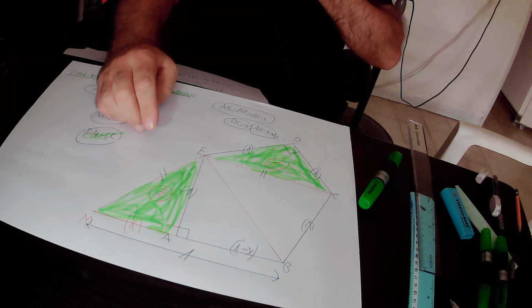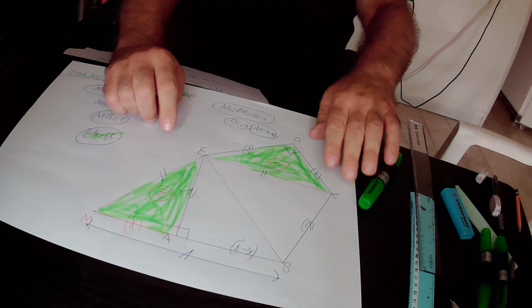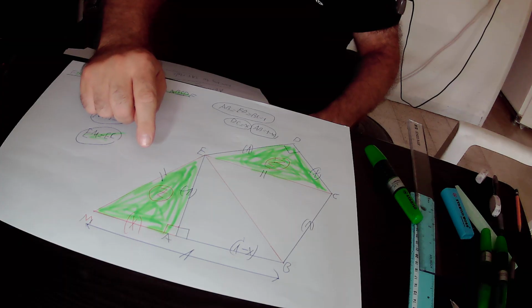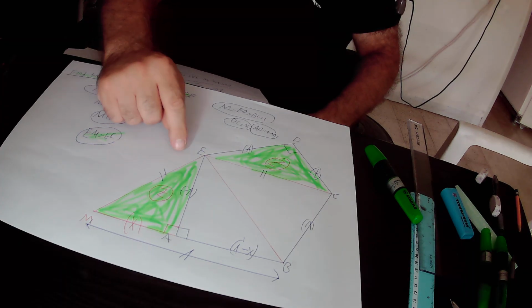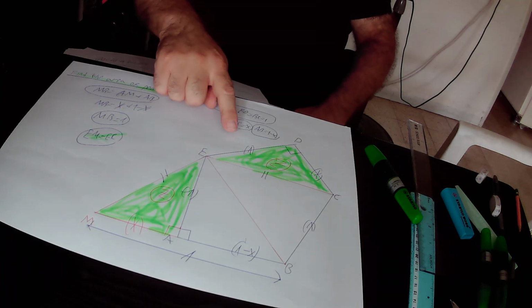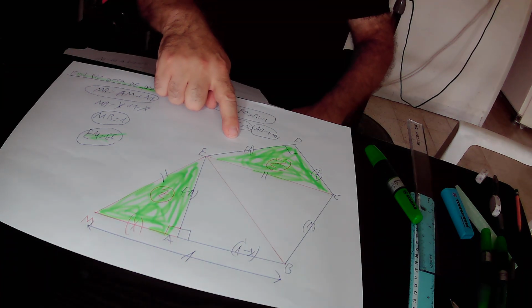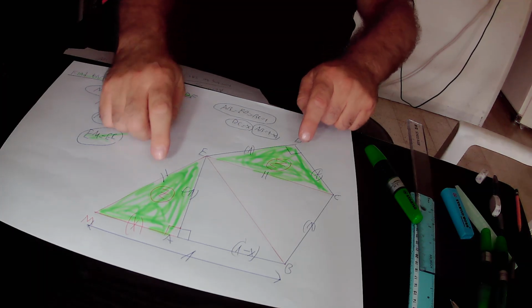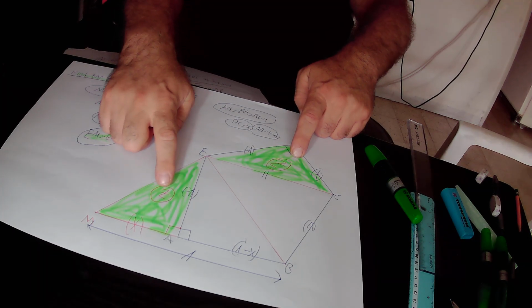And finally, side EA of this right triangle EAM is equal to side ED of this right triangle EDC. They are both equal to 1, and therefore they are equal to each other. So we have actually proved that those two right triangles are congruent according to the side-angle-side rule.